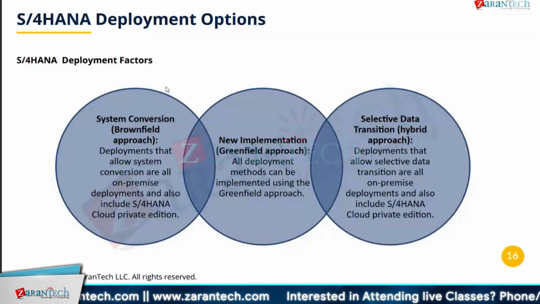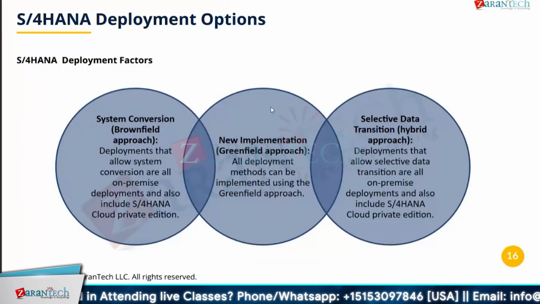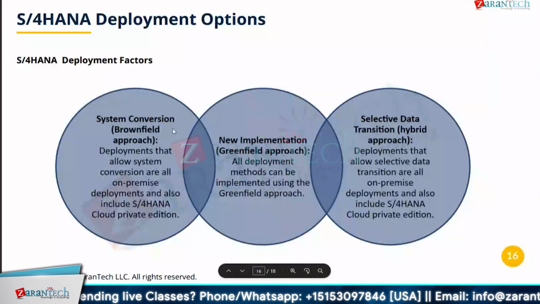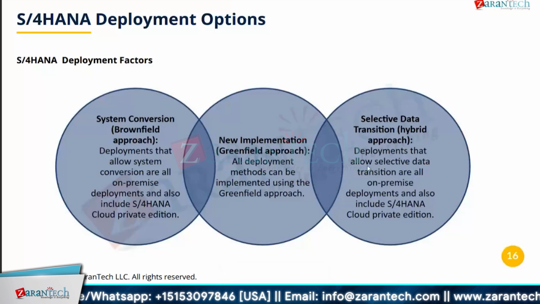So the next topic is deployment options. These are the approaches we need to take for any digital transformation or migration. These are the terms we hear day in and day out: the client is going for greenfield, or the project is a greenfield project, or the project is brownfield. And there are different names like bluefield these days, which is a hybrid approach.